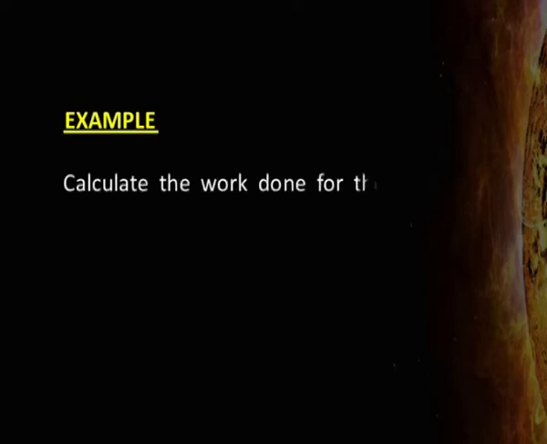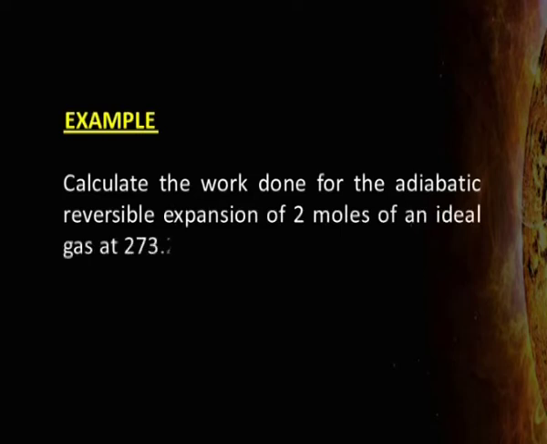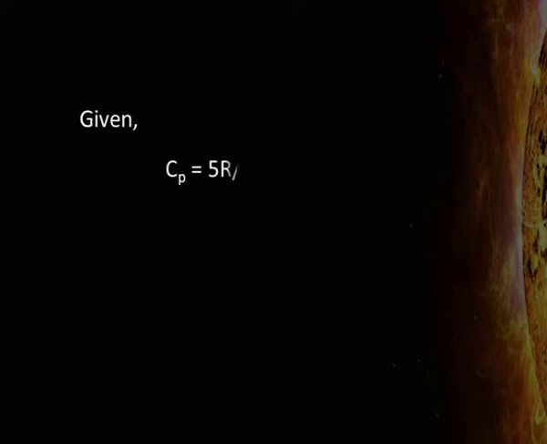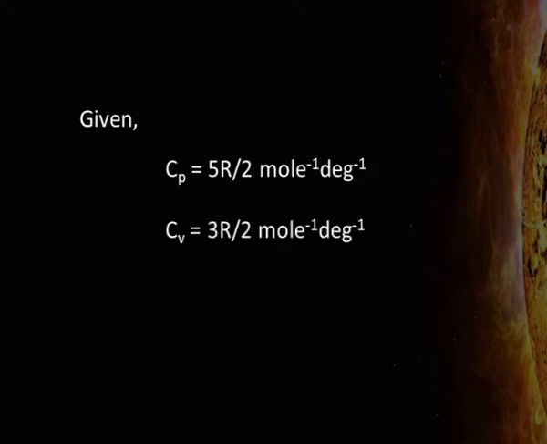Calculate the work done for the adiabatic reversible expansion of 2 moles of an ideal gas at 273.2 Kelvin and 20 atmospheres to a final pressure of 2 atmospheres. Given that Cp is equal to 5R by 2 per mole per degree, Cv is equal to 3R by 2 per mole per degree, and the universal gas constant R is equal to 8.314 joule per mole per degree.